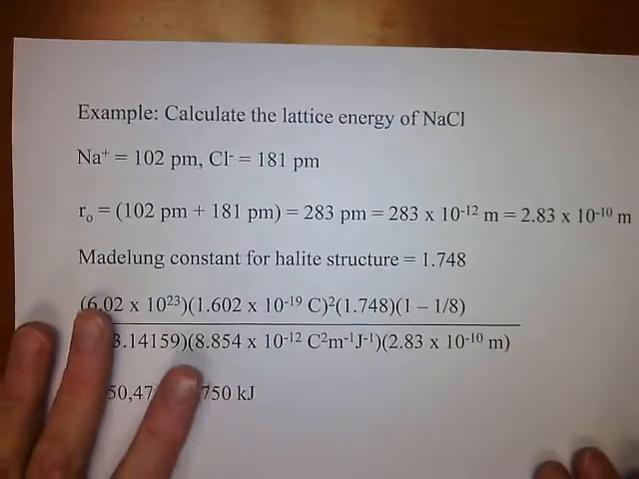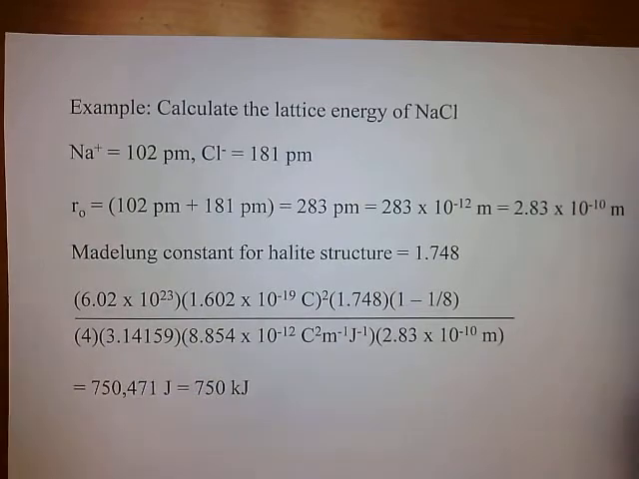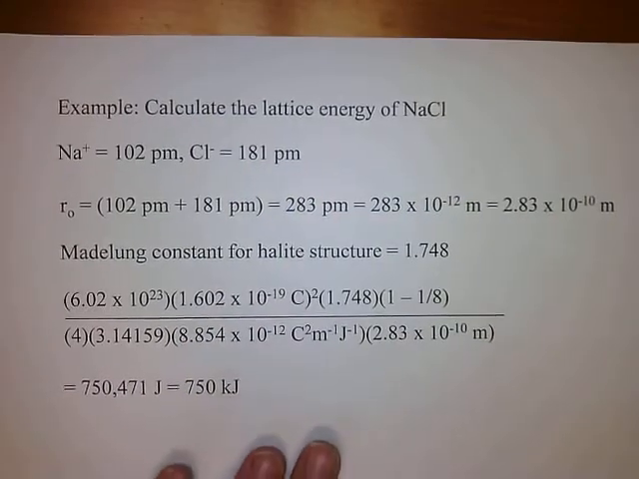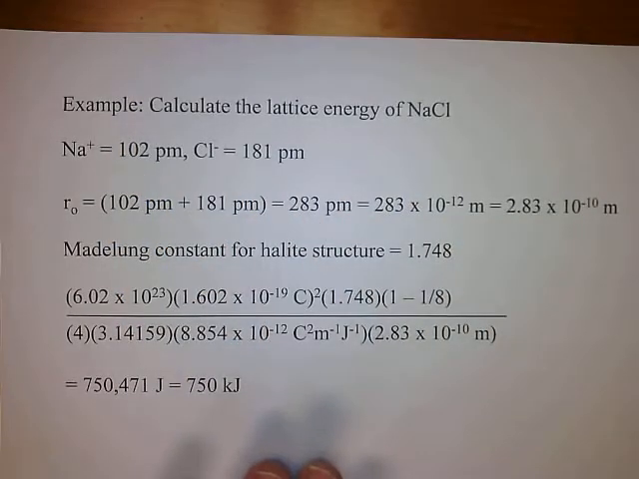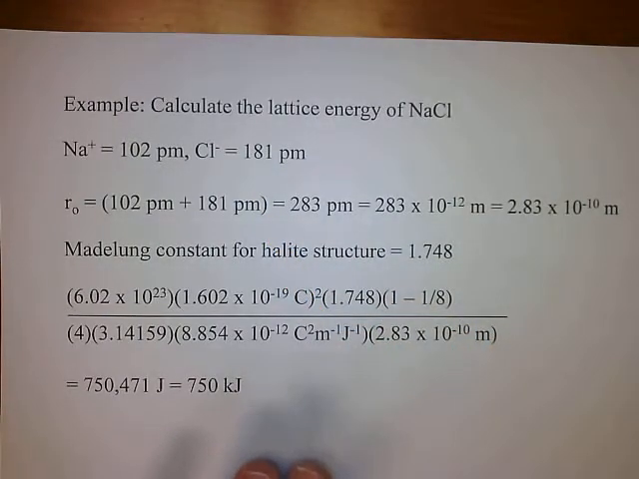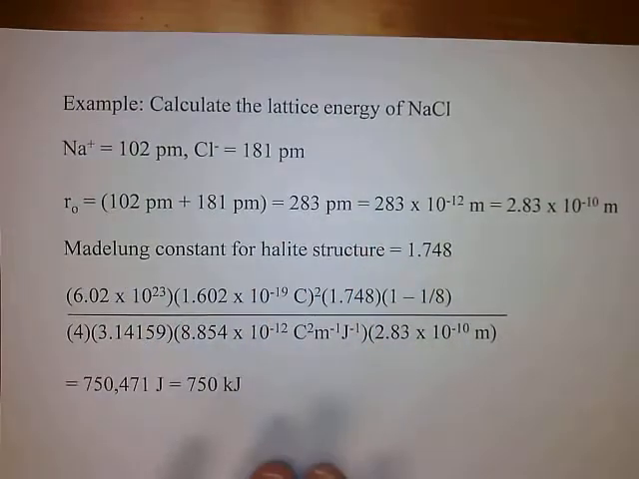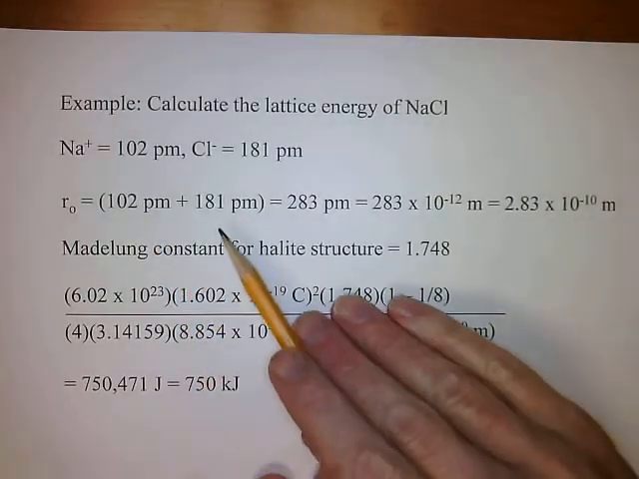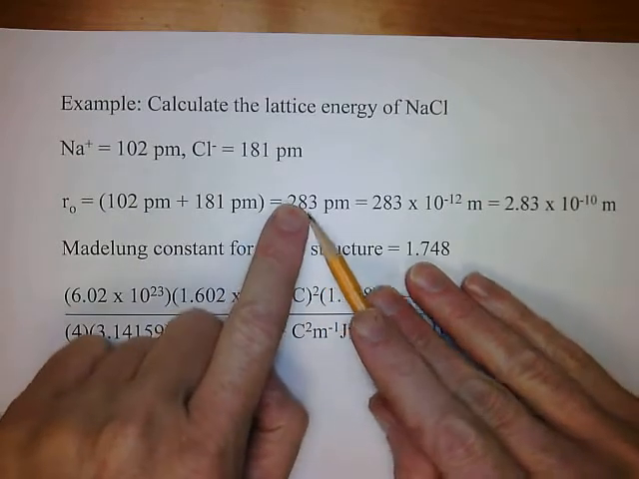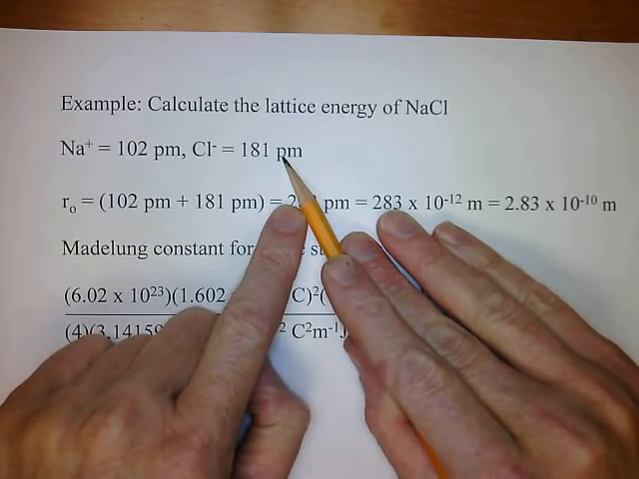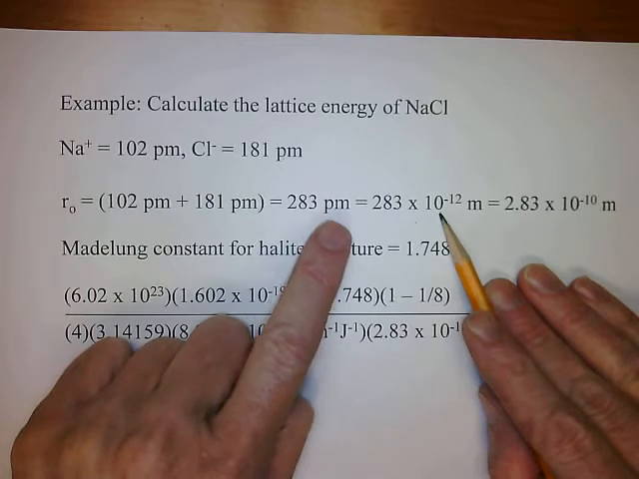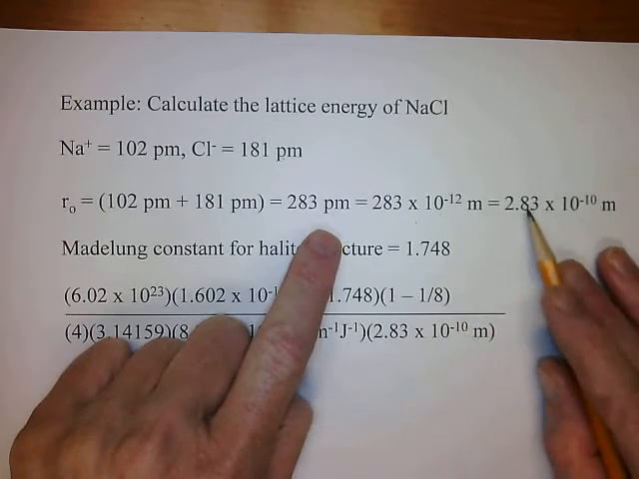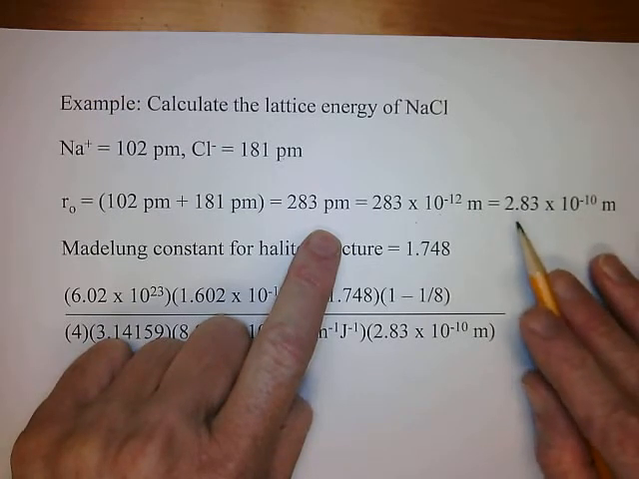All right. So, as an example, let's use the Born-Landé equation to calculate the lattice energy of sodium chloride. To do this, we would have to know the radius of a sodium ion, that's 102 picometers, and the radius of a chloride, that's 181 picometers. So R0, the distance between the ions, is simply the sum of the radii. 102 plus 181 adds to 283. Now, what's p? This p means pico, that's picometers, 10 to the minus 12. So this is 283 times 10 to the minus 12 meters, or written in standard scientific notation, 2.83 times 10 to the minus 10 meters.